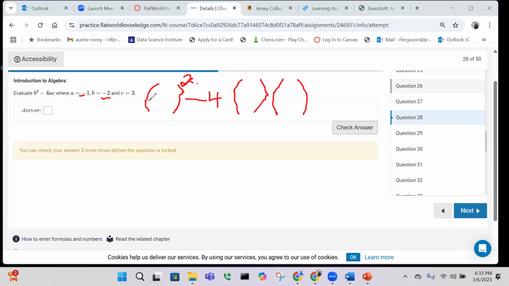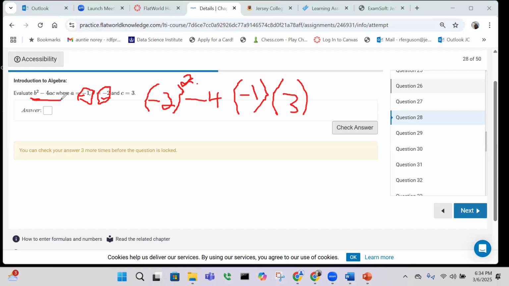B, -2 goes here. -2 goes into B. See, B squared is -2. Right? 4 goes into A, -1 goes into 4AC. -1 goes here. And 3 goes into C.